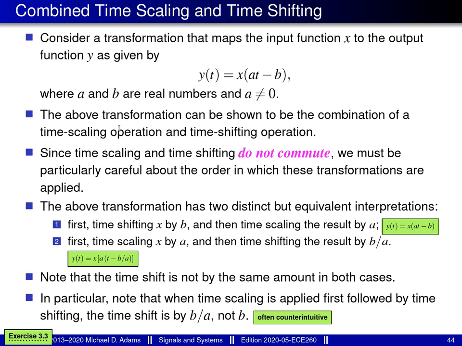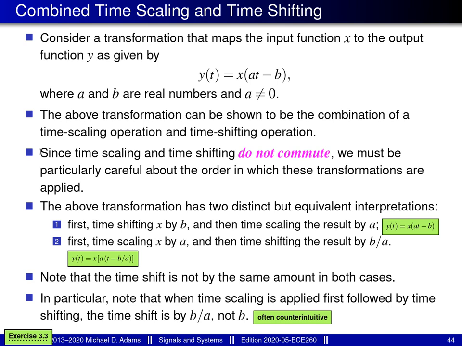But that's sort of the logic behind how you could deduce that on your own. Now, one thing that often causes particular problems for students with this type of transformation is that it involves two different types of transformations, time scaling and time shifting. What's special about these two types in particular is they do not commute. In other words, the order of these operations matters. If you interchange a time scaling and time shifting operation, you will fundamentally change the overall transformation that's being applied.